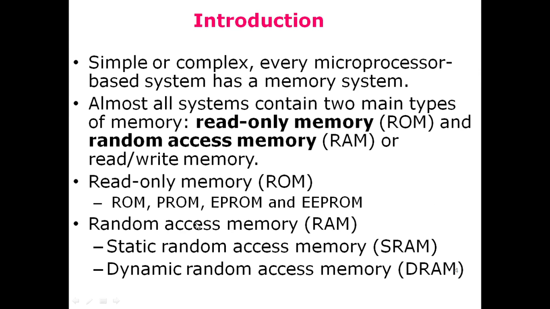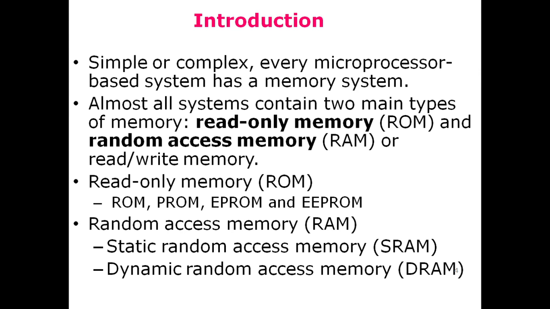There are two types of random access memory. Random access memory is volatile: whenever the power is shut down, the data disappears from the memory. So this is also called volatile memory, while the ROM is called non-volatile memory. One type is static random access memory. This type of memory doesn't require any additional circuitry to refresh the data, which is why it's called static.